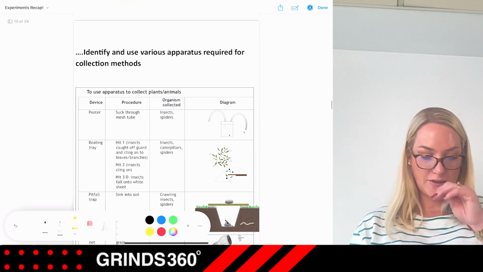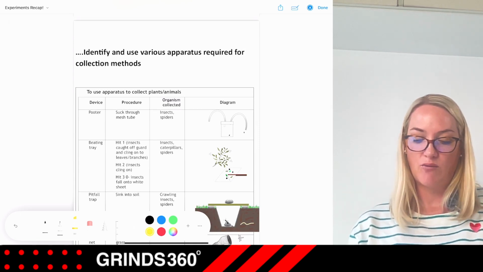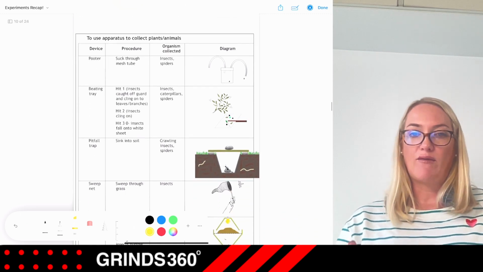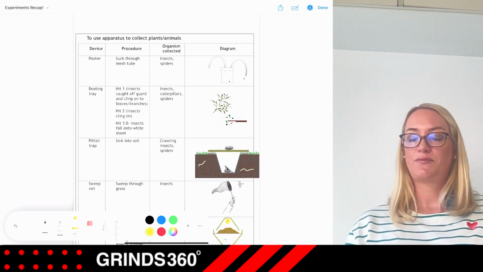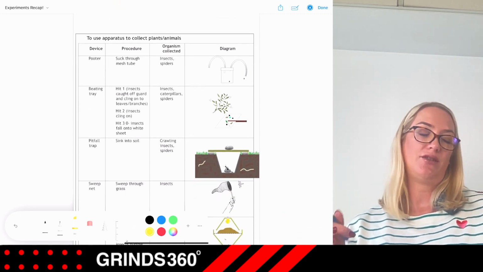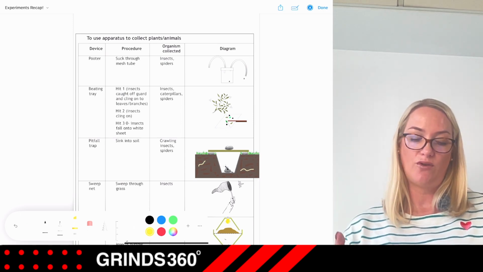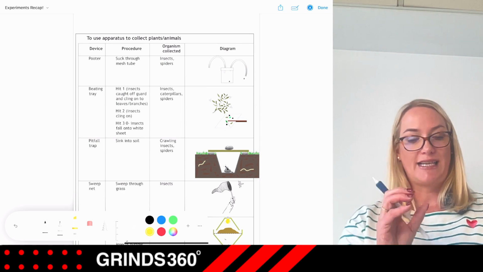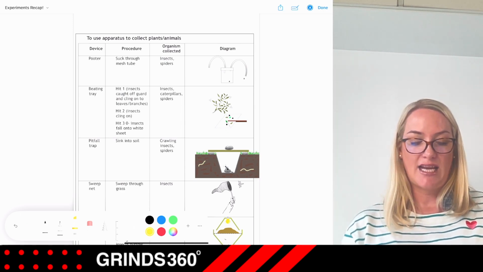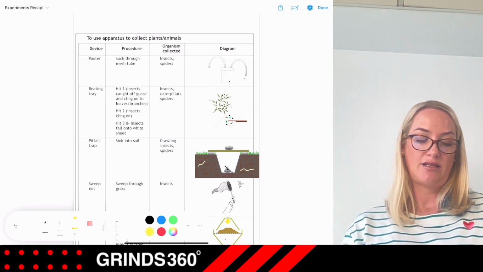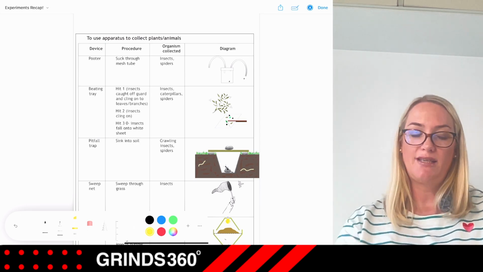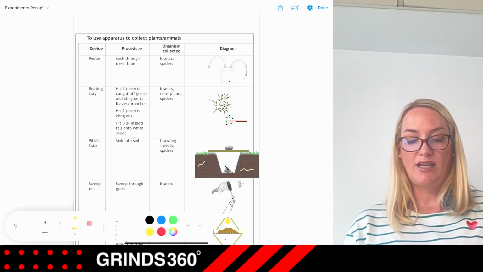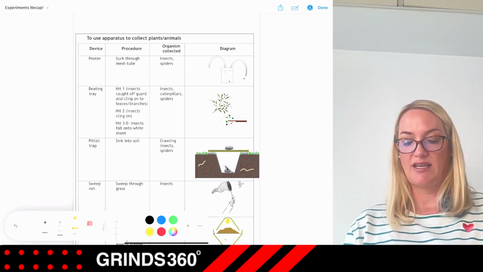So your pooter, how does it work? You suck through the mesh tube, and what we'll do is collect organisms inside. Your beating tray, you have a white sheet, you might just have a normal stick, and you hit your tree or your bush, or whatever it is, 3 times. On the first hit, the insects are caught off guard and will try to cling on. On the second hit, the insects again will try to cling on. On the third, they're going to fall off. It's white because we want to be able to see what we've caught. So insects, caterpillars, spiders, lots of different things there.